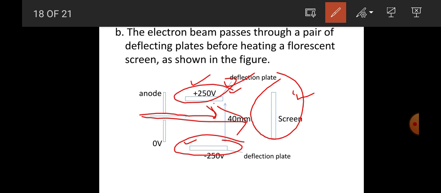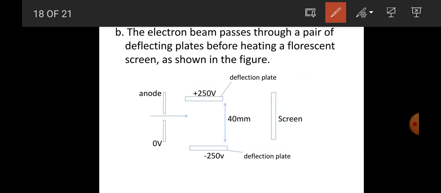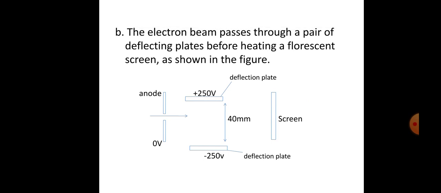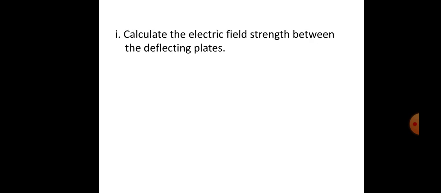Plate before hitting the fluorescent screen as shown in the figure below. Calculate the electric field strength between the deflecting plates.